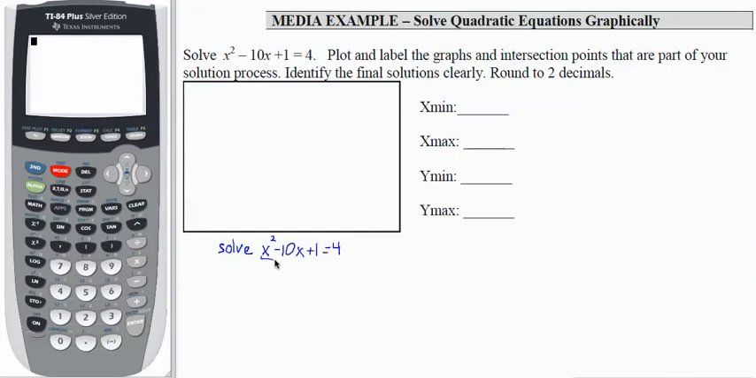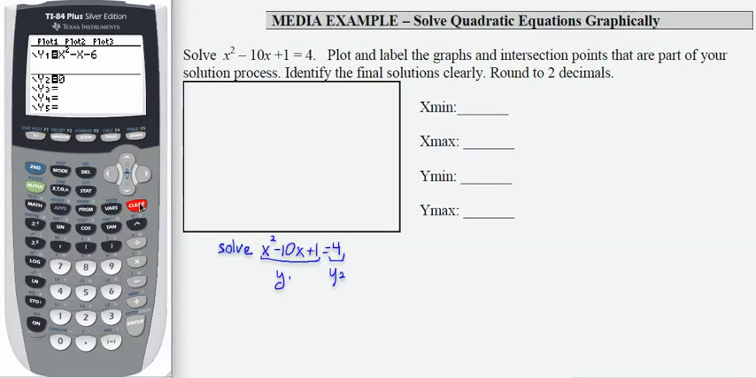I'm going to use the intersect method on my calculator, entering the left side for y1 and 4 for y2. That would be the right hand side. So let's go to y equals, clear anything that is there. I don't need 0 for y2, I need 4. So I can go ahead and enter that. In y1, I'm going to enter x squared minus 10x plus 1.